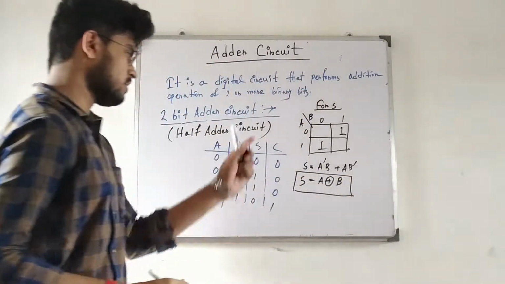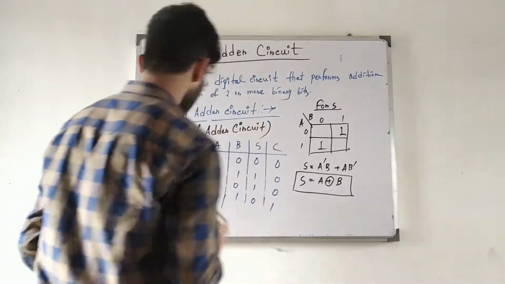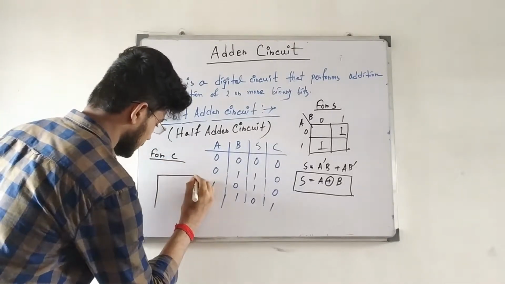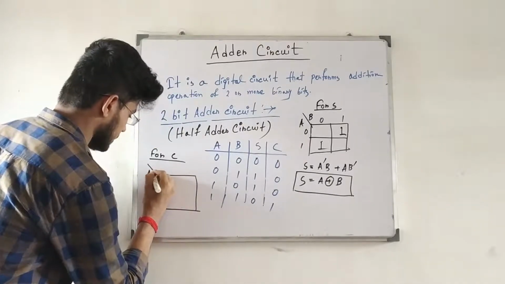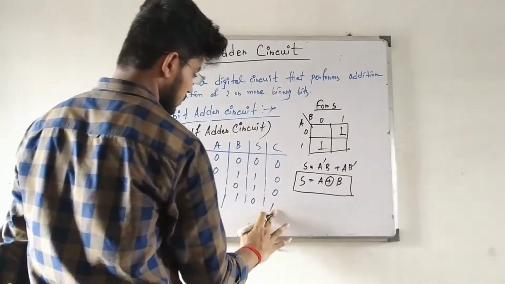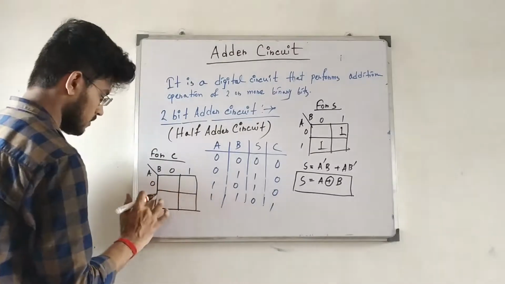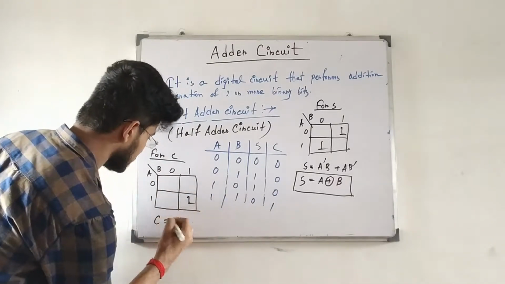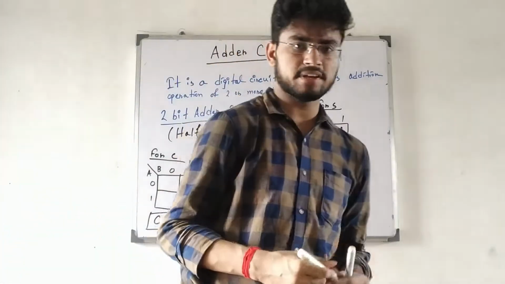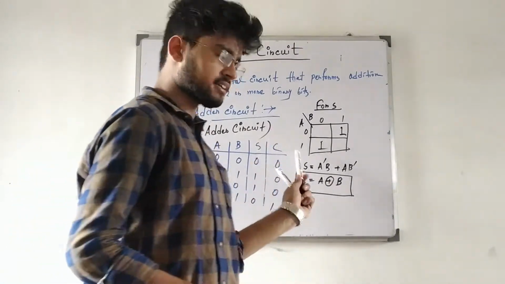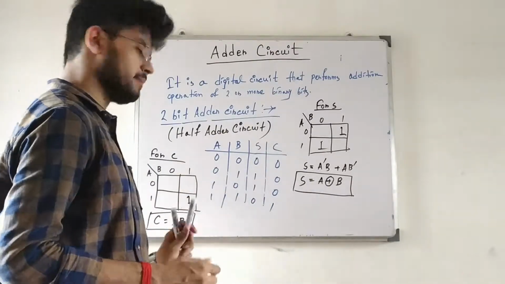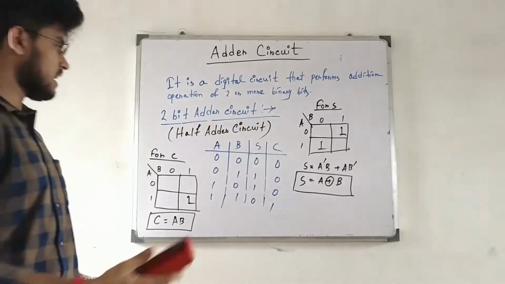Now we have to find the expression for the carry part. So for C, this is the K-map. This is A and this is B, 0 1 and 0 1. For carry, only this output will be high, that is 1. So the expression for C is equal to AB. So we can see from these expressions that the expression for sum for a half adder circuit is S is equal to A XOR B, and the expression for carry for a half adder circuit is carry is equal to AB.